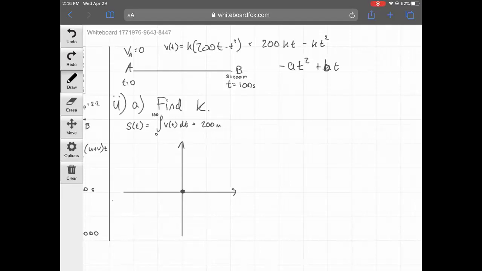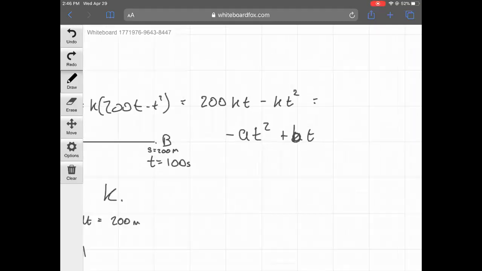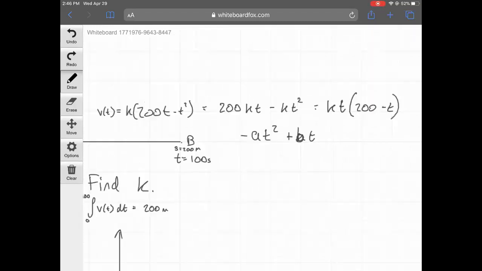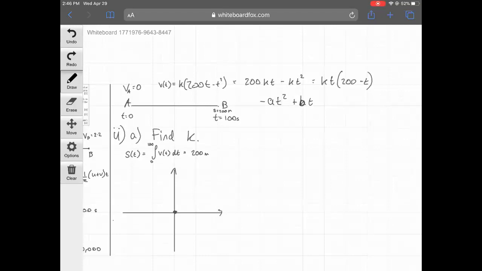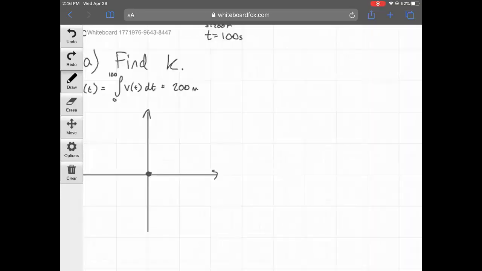Do we have another root? Yeah. If I factor out a t, and I factor out the k, kt, we can say this is 200 minus t. So either k times t equals 0, and k is not 0, so t is 0 is the solution, or t is 200 is the other solution. So my parabola will be doing something like that.